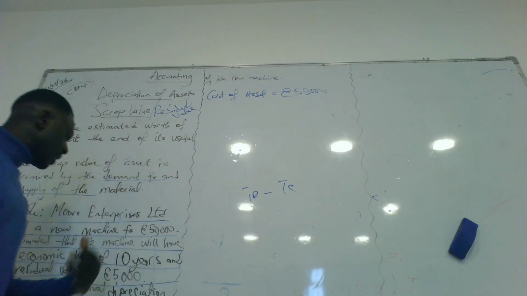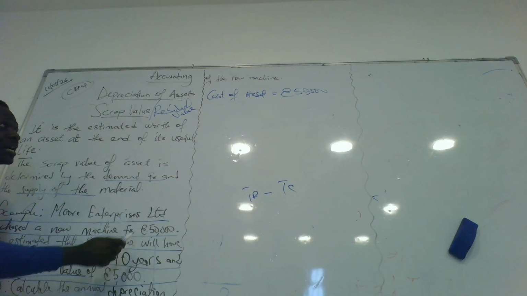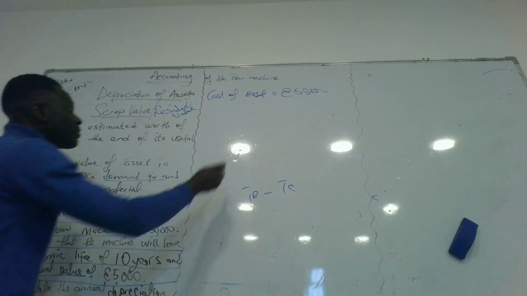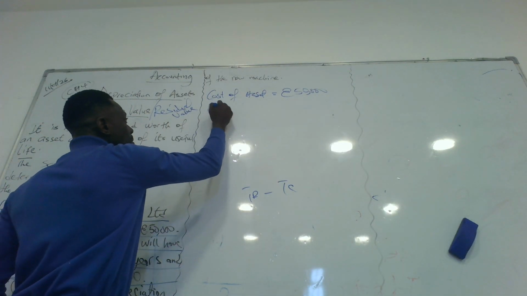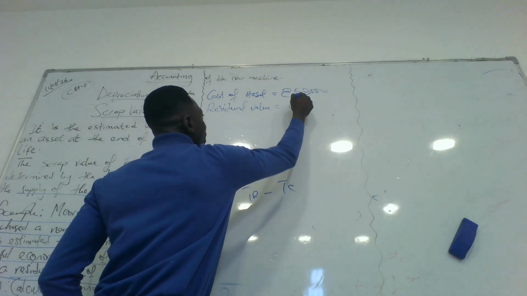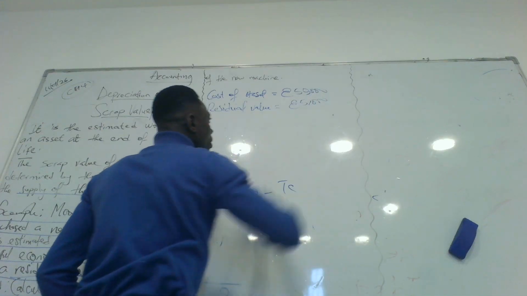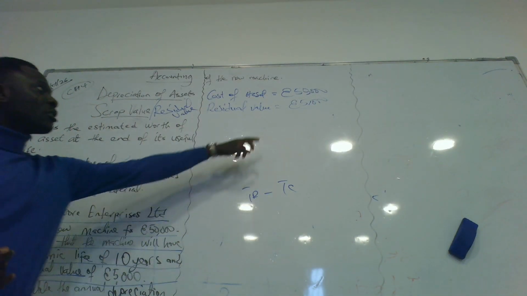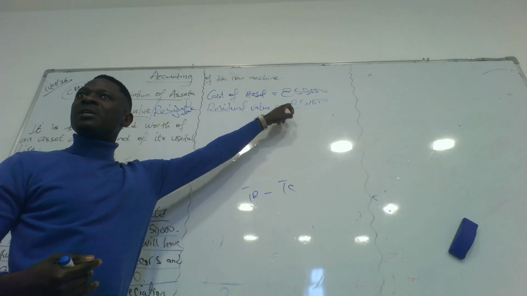All right. As I said earlier, the cost of the asset is 50,000 euros. The scrap value, the residual value, is 5,000 euros. So we need to find if it is a loss of value or a profit of value. Based on this, the asset has lost value.